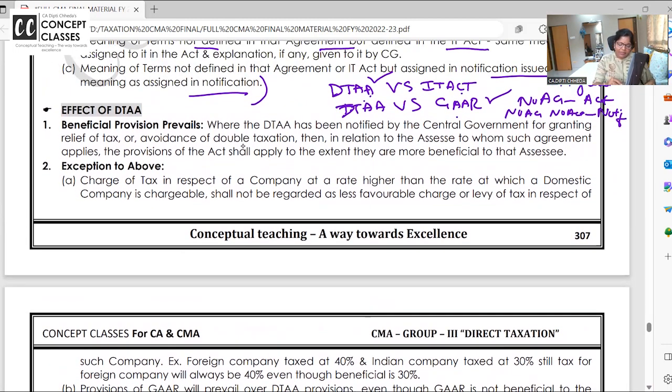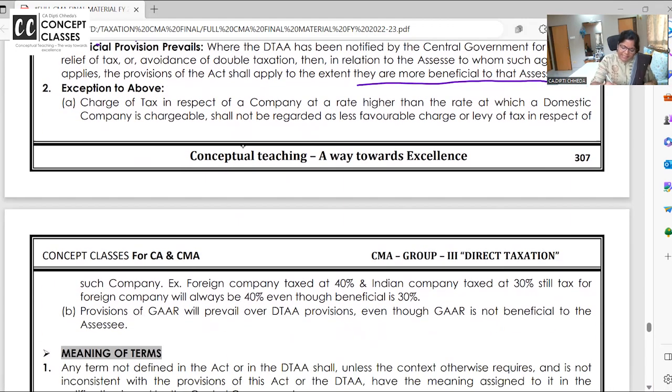Right? So whichever effect of DTA क्या है? Whichever is beneficial to the SSC he can take, है ना? Whatever is beneficial to SSC. अब इसमें exception है जो concept exam में पूछते हैं.